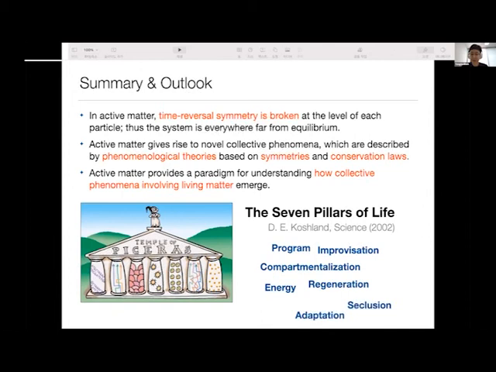So essentially, the active matter models that I introduced in today's talk try to address three of these seven pillars. I think maybe compartmentalization, related to the space separation, and of course energy, having more to do with how dispersion currents arise, and regeneration, having to do with how even replication behavior can happen here. But of course, in the long run, the question will be about how this theory of active matter can be extended to deal with all the other pillars of life.